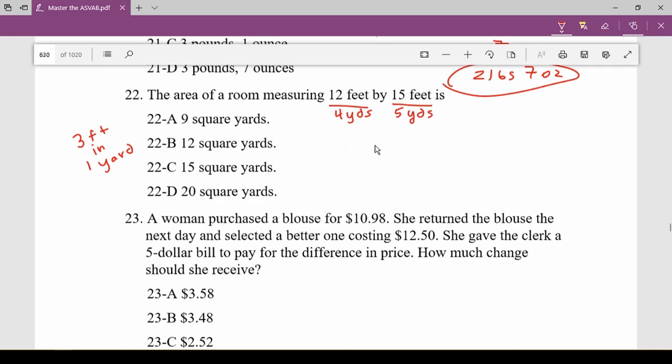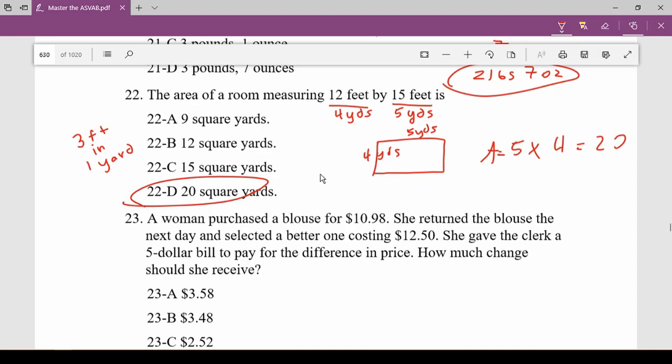Now this problem is the area of a room that's 5 by 4 yards, not feet. And the area is length times width, so 5 times 4 are just 20 square yards. Okay?